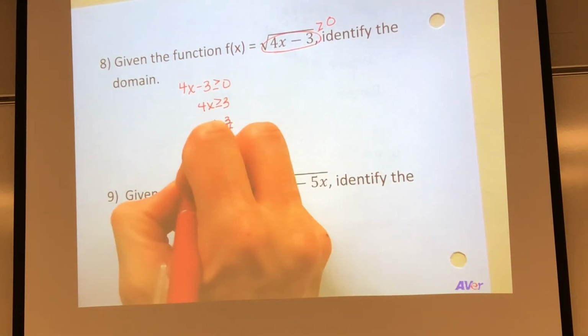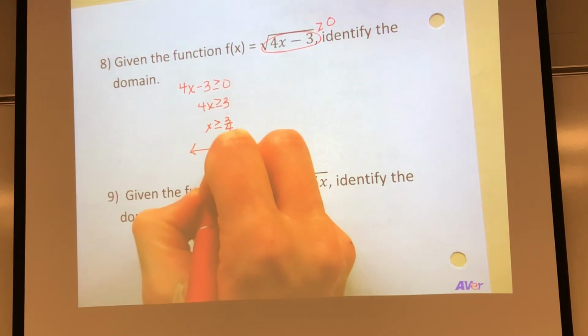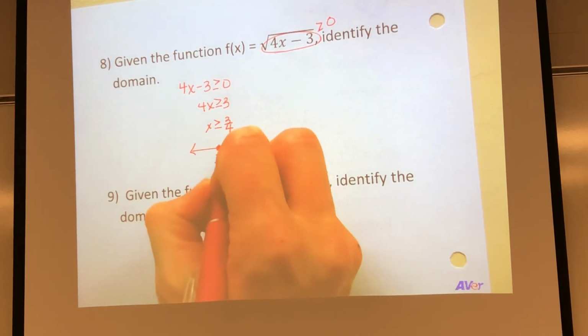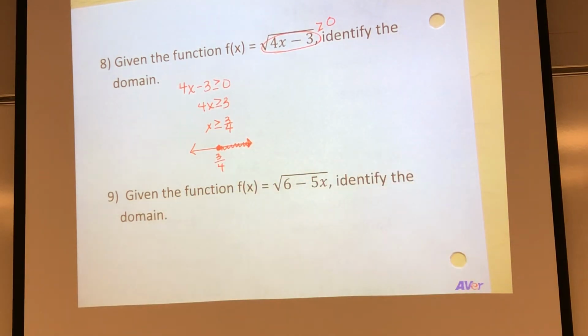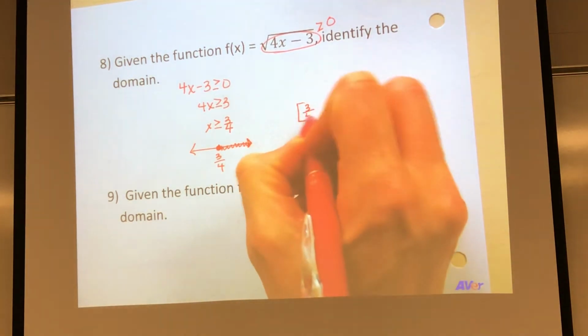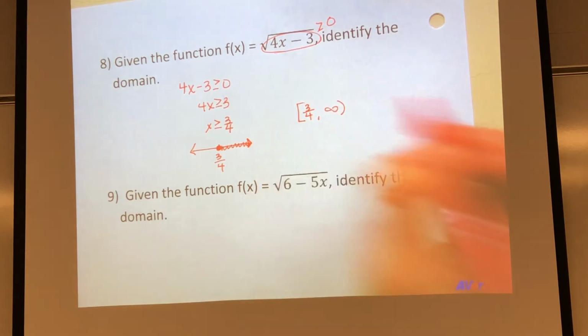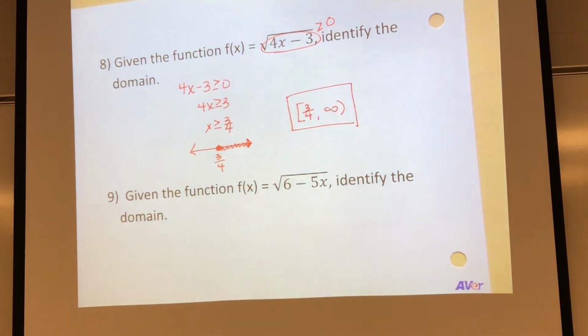When we did this in section 1.2, one of the suggestions was to put this on a number line to kind of visualize what we're talking about. If we're saying x is greater than 3/4, that means everything to the right of 3/4. So when we write that in interval notation, we say bracket 3/4 to infinity. Now notice this time we only have one interval, whereas on the last question we had 3 intervals. So it definitely depends on the situation. So try to do that same thing on number 9.